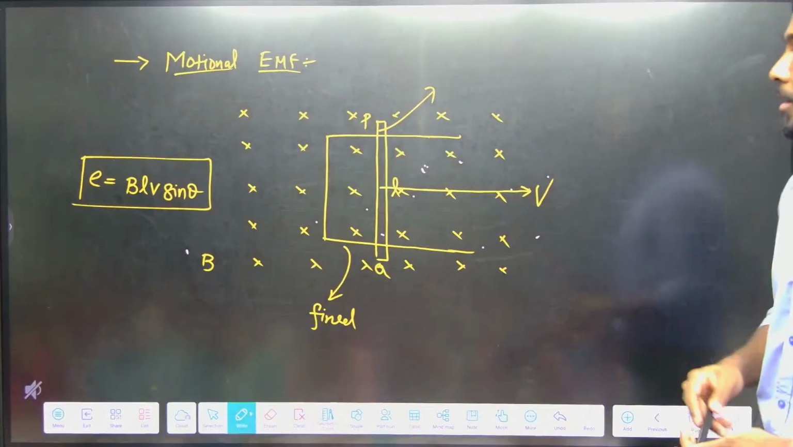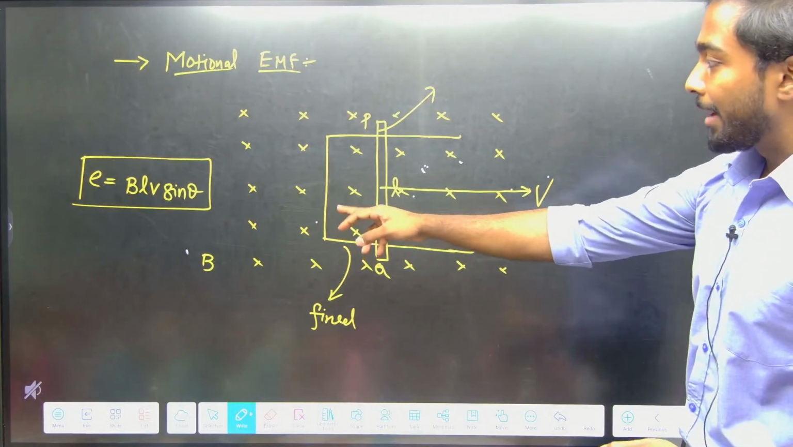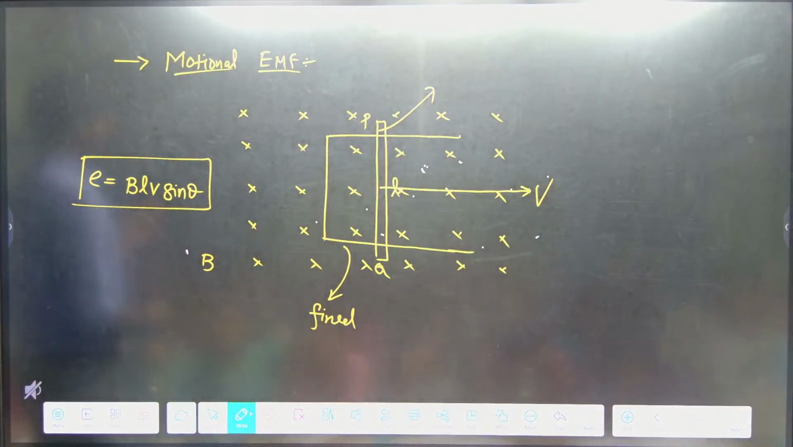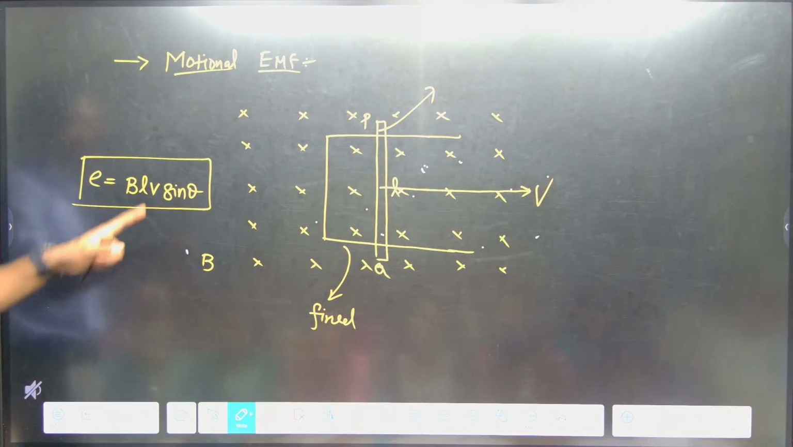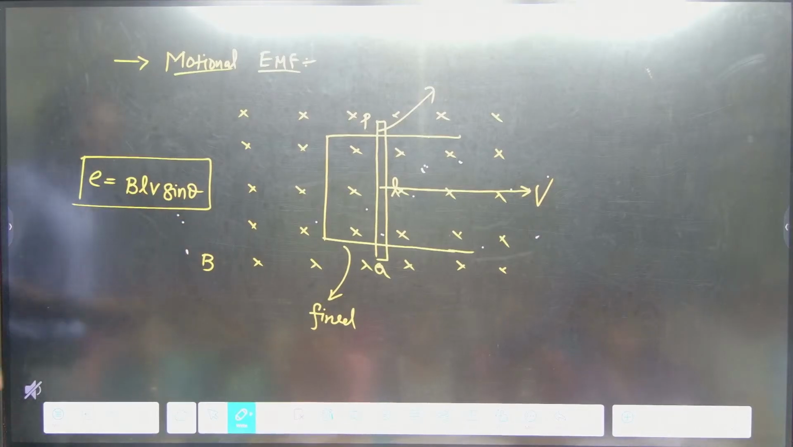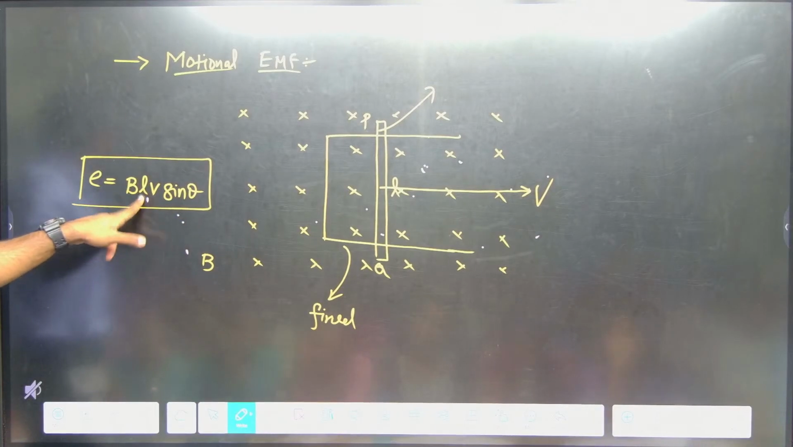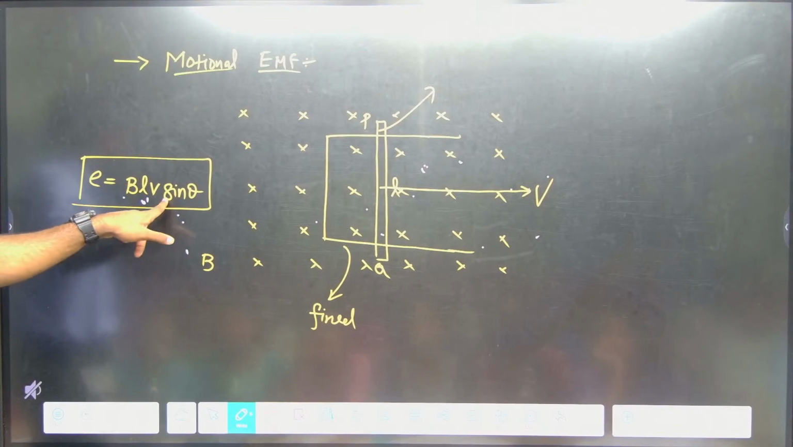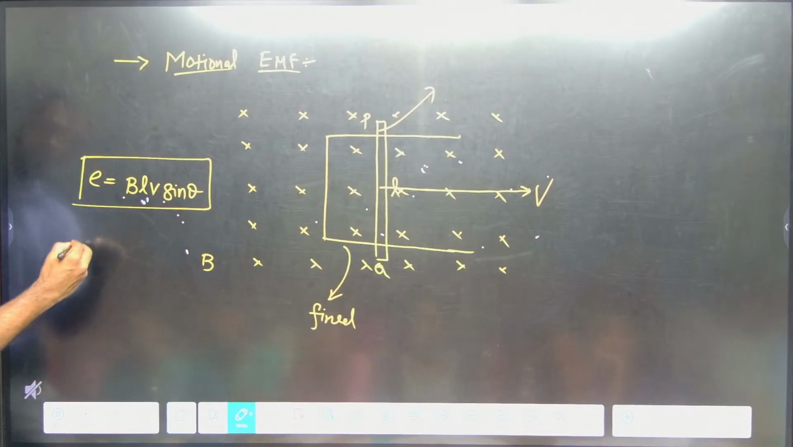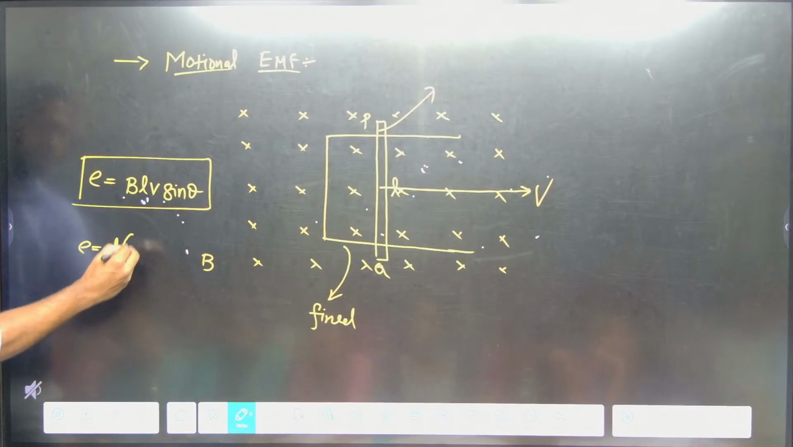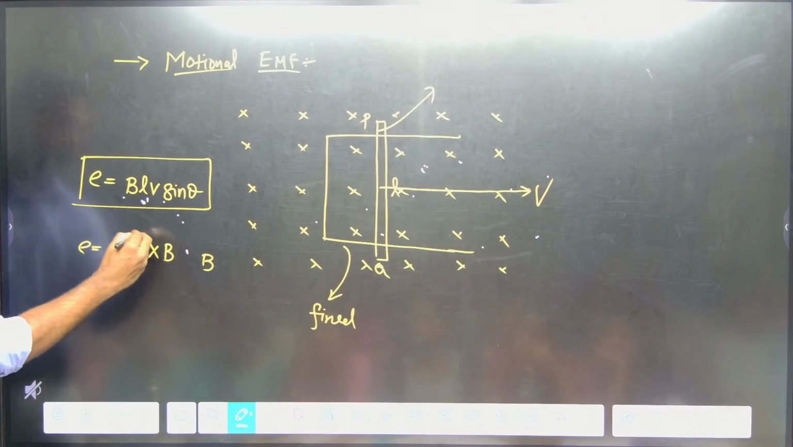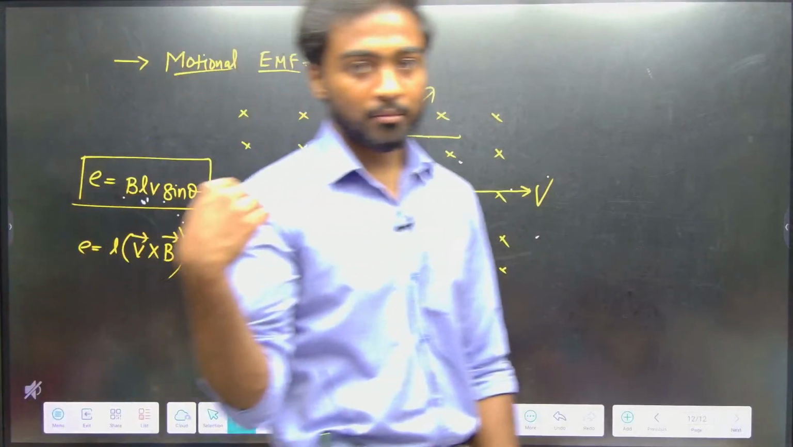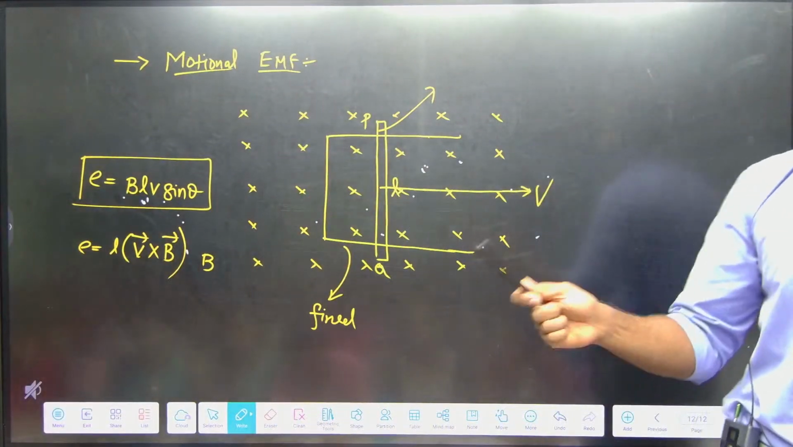So listen, sin theta we are getting, but how? Obviously the cross product, right? A dot product is a cos theta; a cross product is a sin theta. Length is only a magnitude, no? But magnetic field and velocity are vector quantities. So can I write like this? E is equal to L times V cross B. This is my formula.